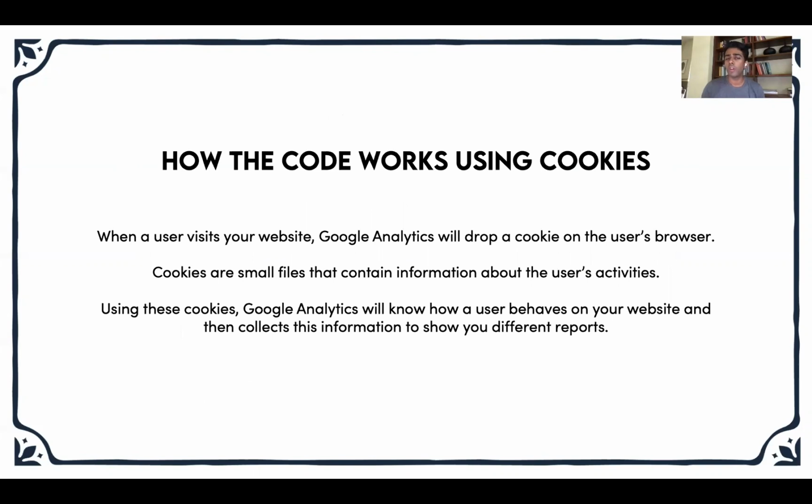So for those who know or perhaps don't know, a cookie is of course something that you can eat with milk and give to Santa, but a cookie is also a very smart technology that is usually dropped on a user's browser, and they're basically very small files that contain information about the user's activities. So using these cookies, Google Analytics will know how a user behaves on your website, and then collects this information to show you different reports.